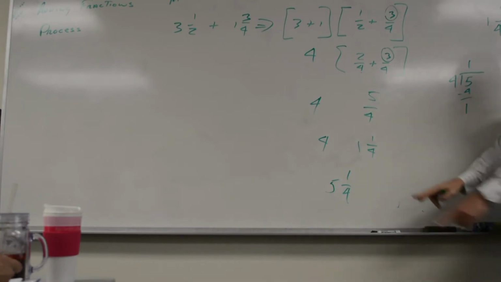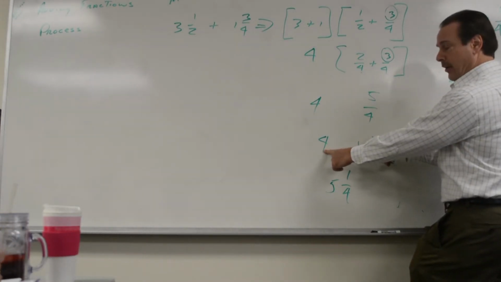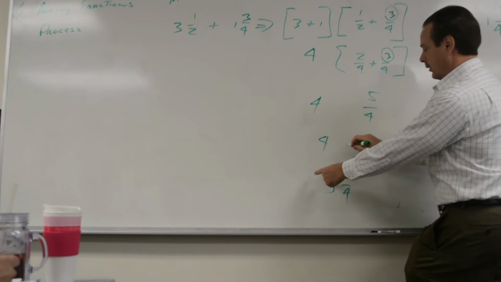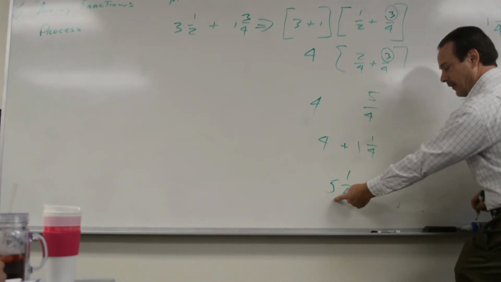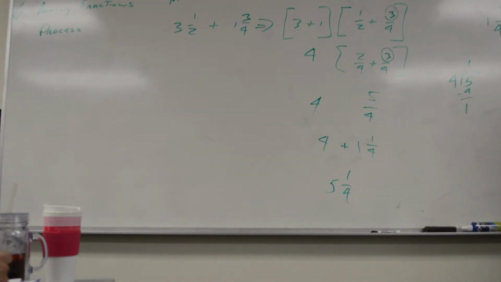Explain the next part now. All right, since I have a whole 1 here, I have to add 4 and 1. So I put a plus sign there. 4 plus 1, that's 5. The fraction stays the same. And that's how you do it if it becomes an improper fraction? Yes.